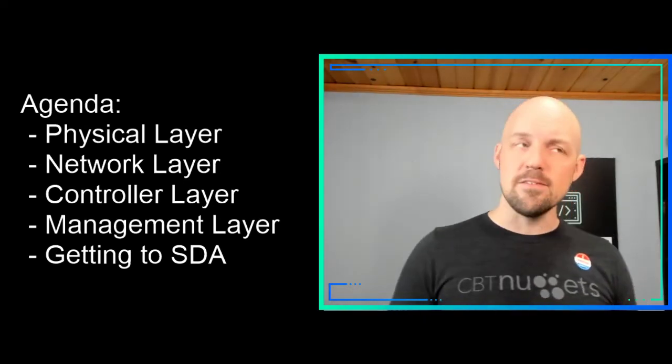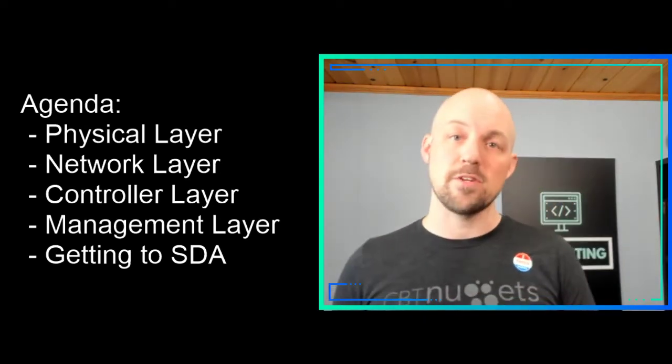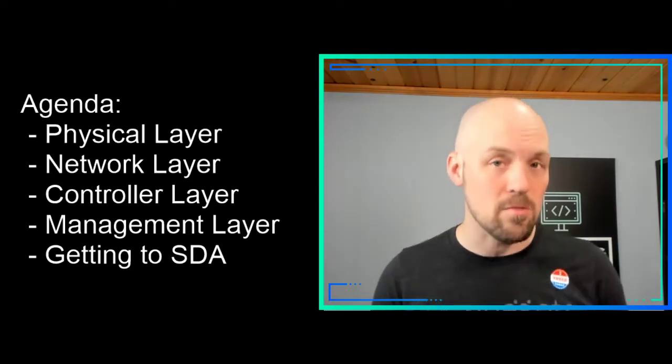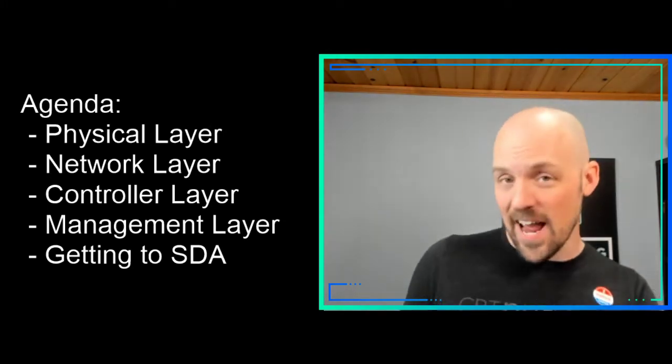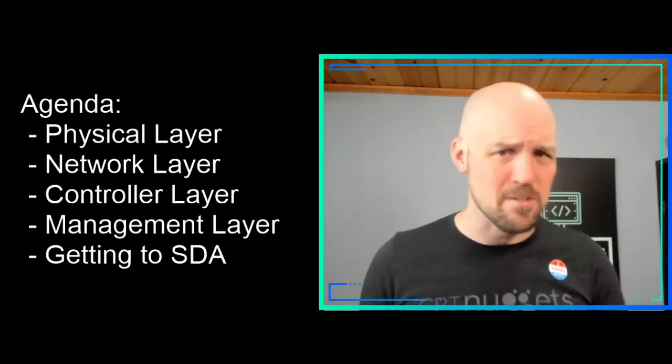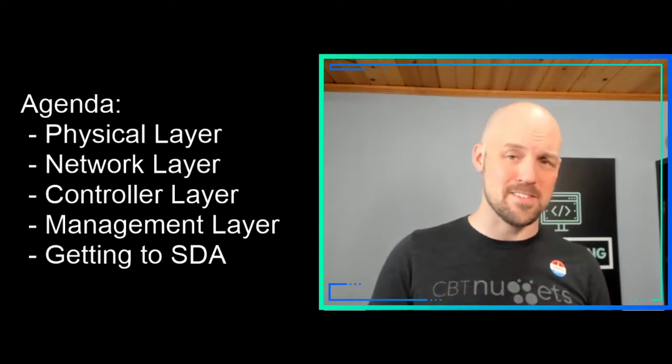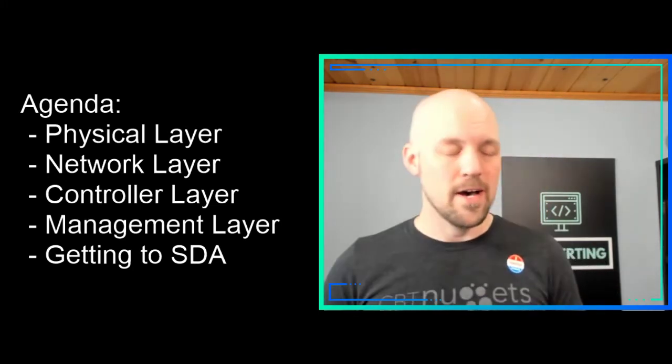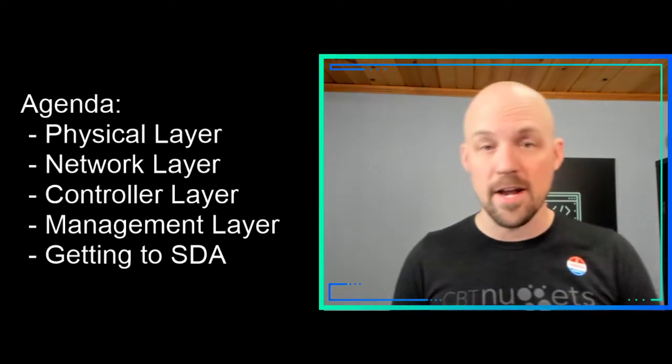So as far as our agenda is concerned, we're going to be talking about the architecture. And really, it's going to boil down to these four different layers that we have to talk about. These aren't OSI model layers. These aren't core distribution access layers. We have a lot of layers in the networking world, unfortunately, and Cisco just gave us four more. It does start with physical and network layer.